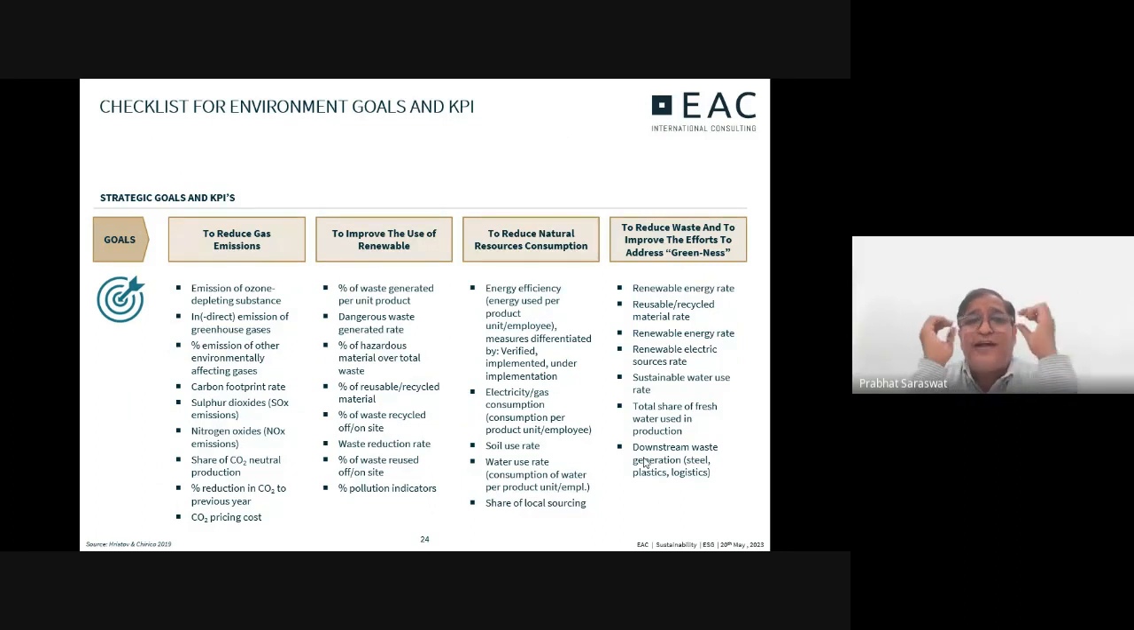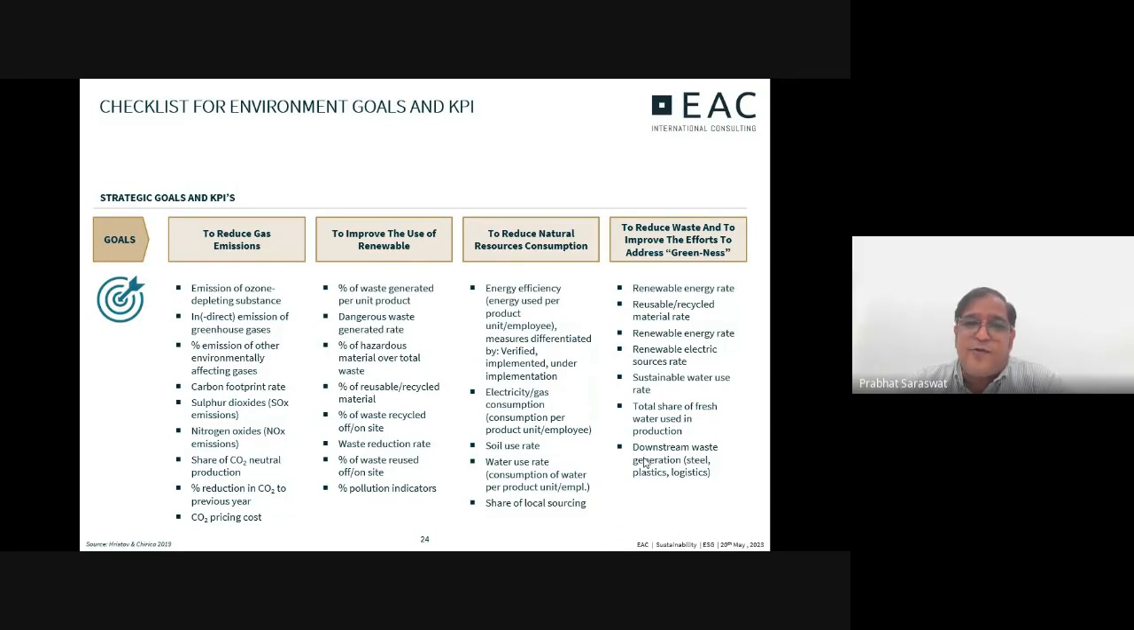So checklist, I think for each pillar, we can make a checklist for making our KPIs. Strategic goals and KPIs we can define for each pillar. So for environmental, to reduce GHG emissions, we can make a KPI for them, to improve the use of renewables, to reduce natural resources consumption, to reduce waste, and to improve the efforts to address greenness. So these are, you can say, KPIs which can be fixed by a company.